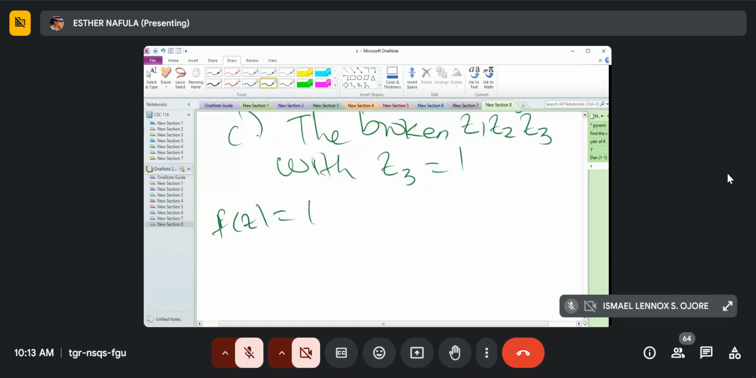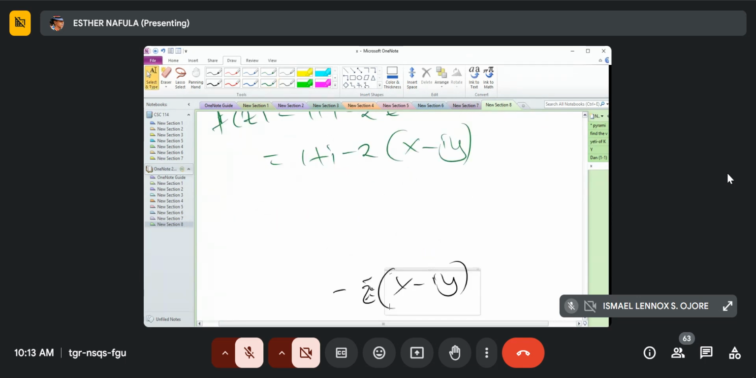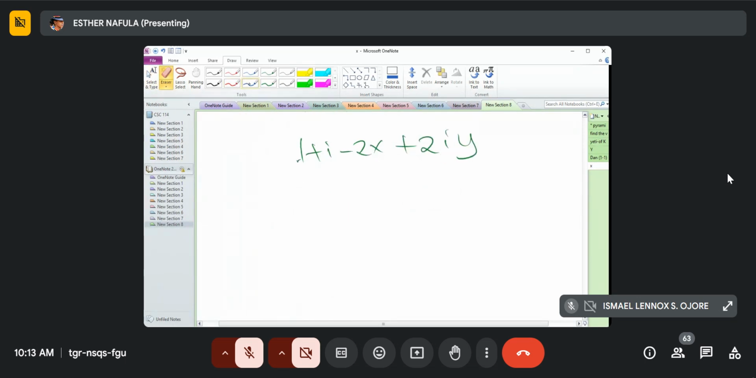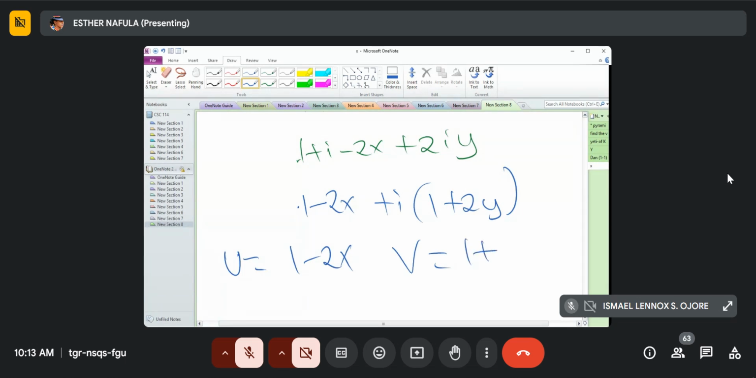f of z is 1 plus i minus 2 times z bar, 1 plus i minus 2 times x minus iy, 1 plus i minus 2x plus 2iy. To collect together the real parts: 1 minus 2x plus i times 1 plus 2y, so that your u is 1 minus 2x, v is 1 plus 2y.